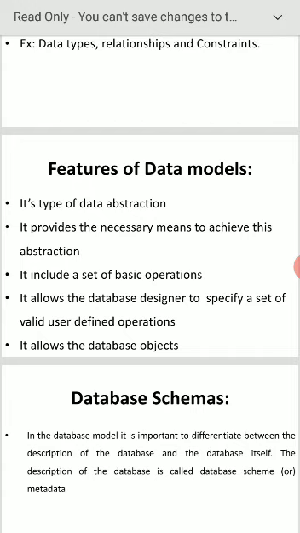Now, features of data models. First one, it is a type of data abstraction. Already I explained data abstraction. Data abstraction means being clear about what data is stored, how data is stored, where data is stored.